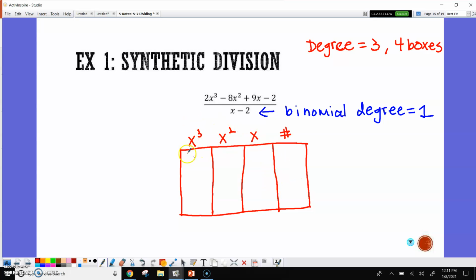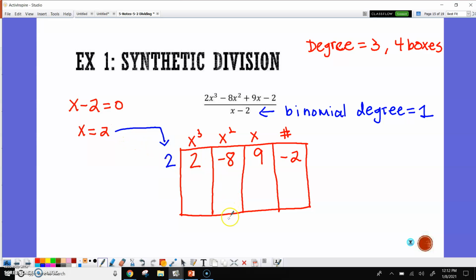Now what we'll do with synthetic is inside here we only put the coefficients. So my coefficient for x cubed was 2. The coefficient for x squared is a -8. Coefficient for x is 9. And coefficient, or the constant, is -2. So only the coefficient goes in here. And then the number outside here, we'll take our binomial, set it equal to 0, and solve for x. So x would obviously be 2 here. That's the number that goes outside here.